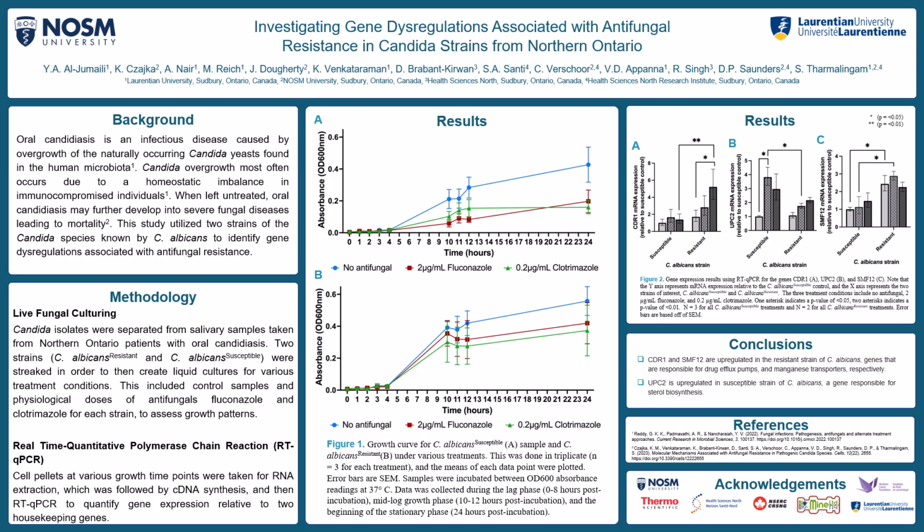Cell pellets were taken at various growth time points from the different liquid cultures and used for RNA extraction, which was then followed by cDNA synthesis, and then finally real-time quantitative polymerase chain reaction, also known as RT-qPCR, and this was used in order to quantify gene expression relative to two housekeeping genes found in the literature.